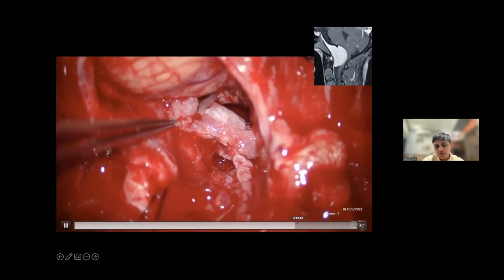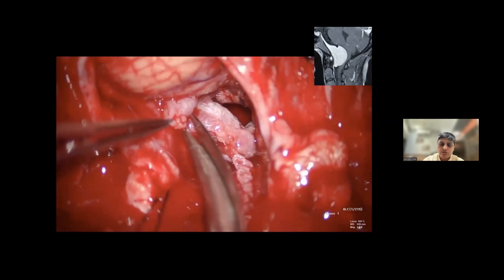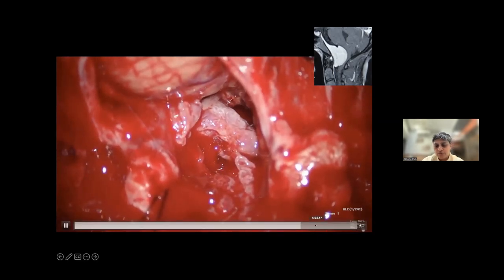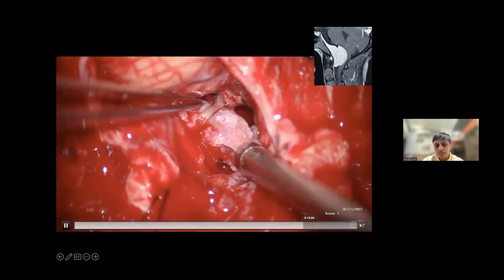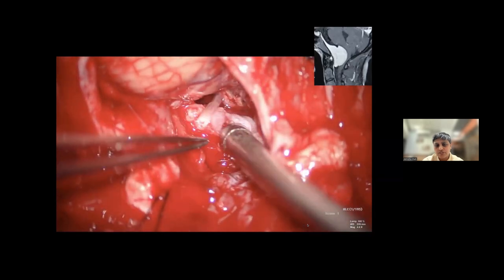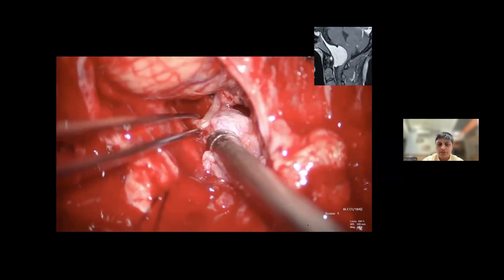It's actually wrapped around, the tumor is wrapped around the lower cranial nerve, and you have to cut it and then reflect it around the nerve and then remove the tumor, as you can see here. And just get the lower cranial nerves out of the way and preserve them completely.